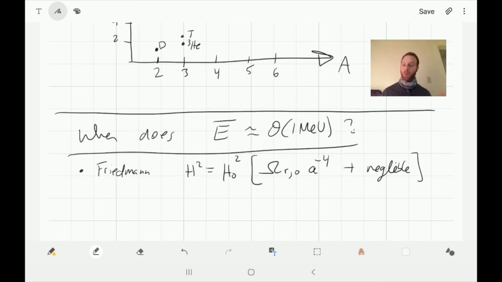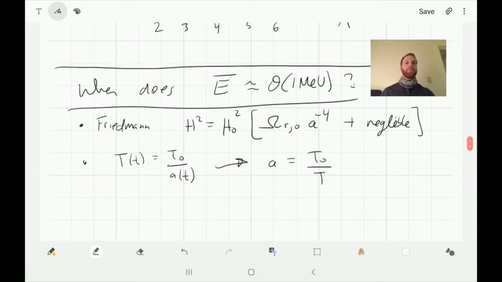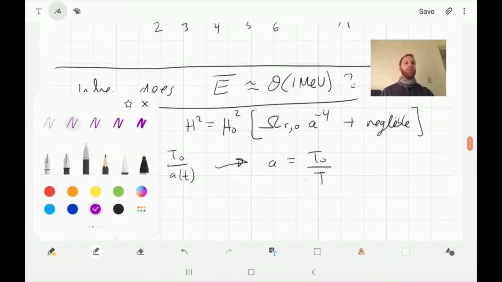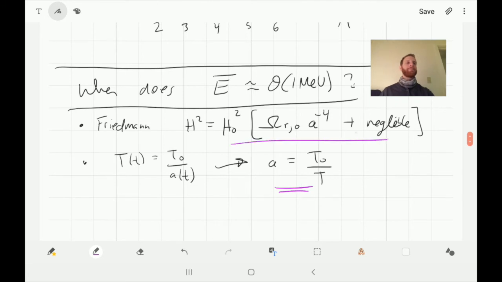It is totally subdominant. So that fact, plus the fact that the temperature as a function of time is equal to the temperature today divided by the scale factor as a function of time. What that allows you to do is put these together. So let me first of all rewrite the scale factor as the temperature today divided by the temperature back then, and then use these. And let's change colors because we need it.